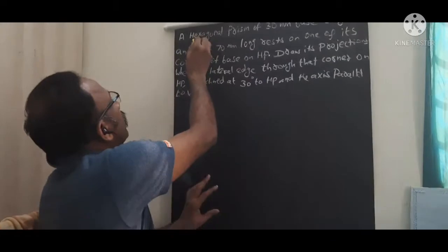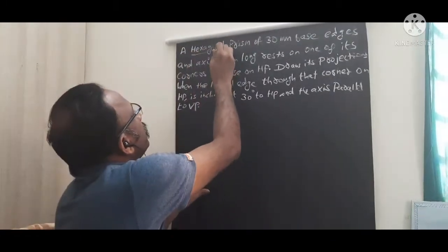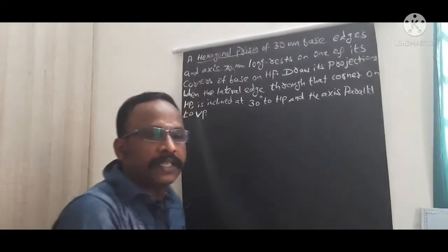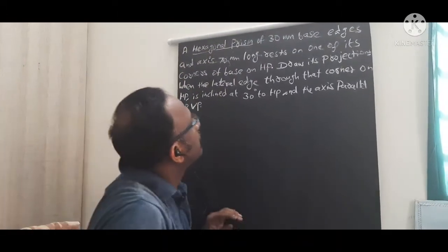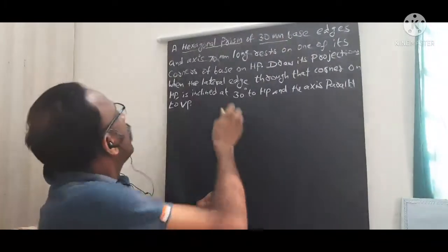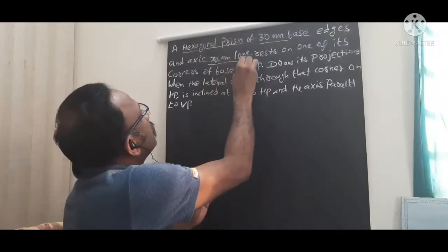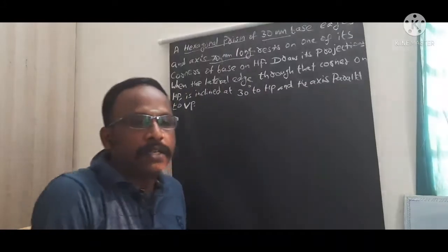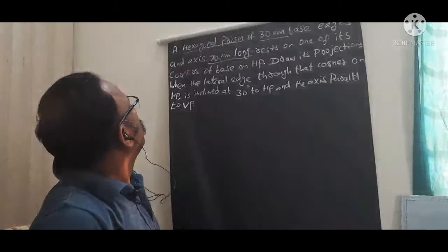First you underline the solid. Solid name is given as hexagonal prism. So we know that a hexagonal prism consists of 6 base edges. It has the side as 30 mm and the axis height is 70 mm. These are the basic dimensions of this particular hexagonal prism.